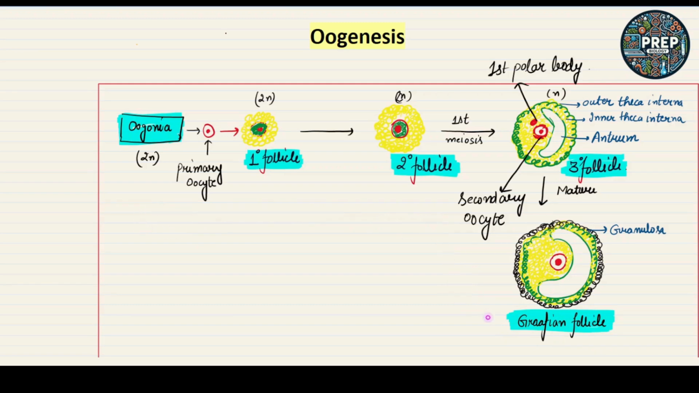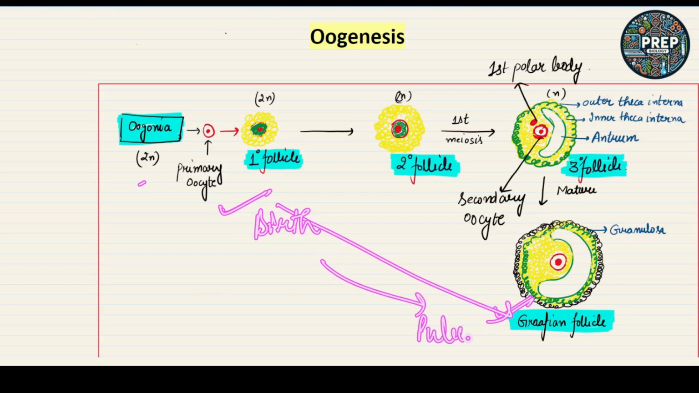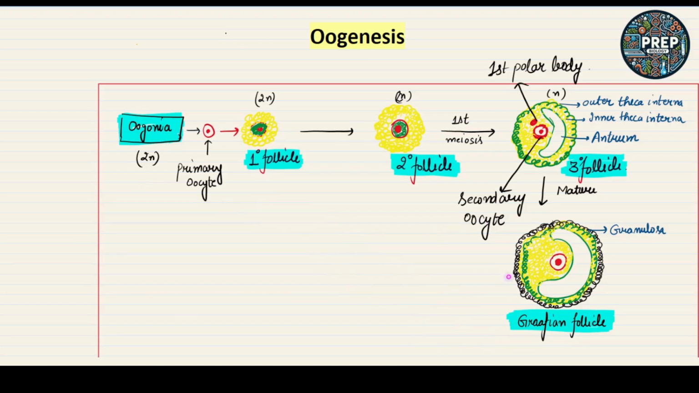So these are all events from the primary oocyte to the Graafian follicle. It will occur from birth to the puberty. I hope the development of the follicles and the divisions of the oogenesis is clear to you all.